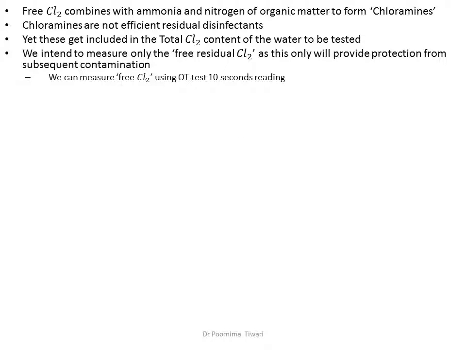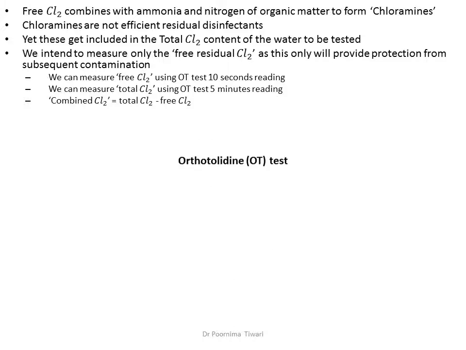We can measure free chlorine using the orthotolidine test. The 10 seconds reading will be the free chlorine. And the total chlorine would be measured if we take the 5 minutes reading. So we can calculate the combined chlorine by subtracting free chlorine from total chlorine.